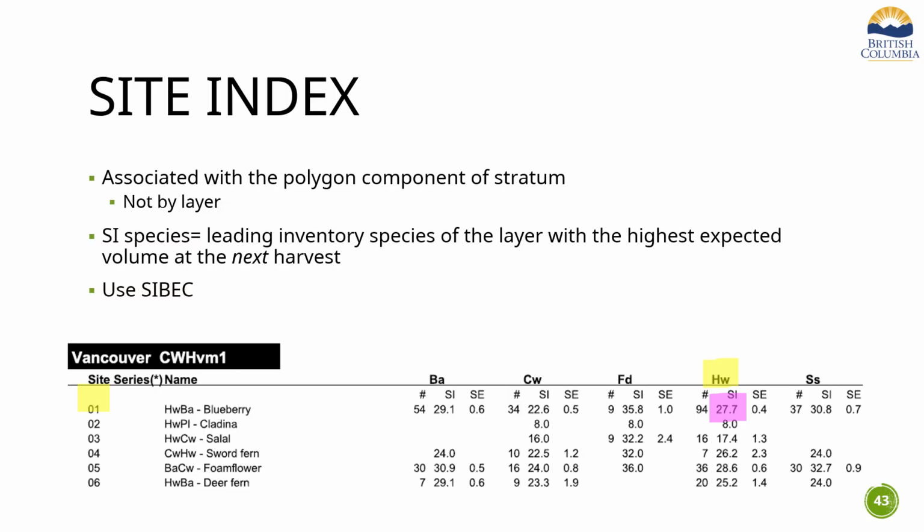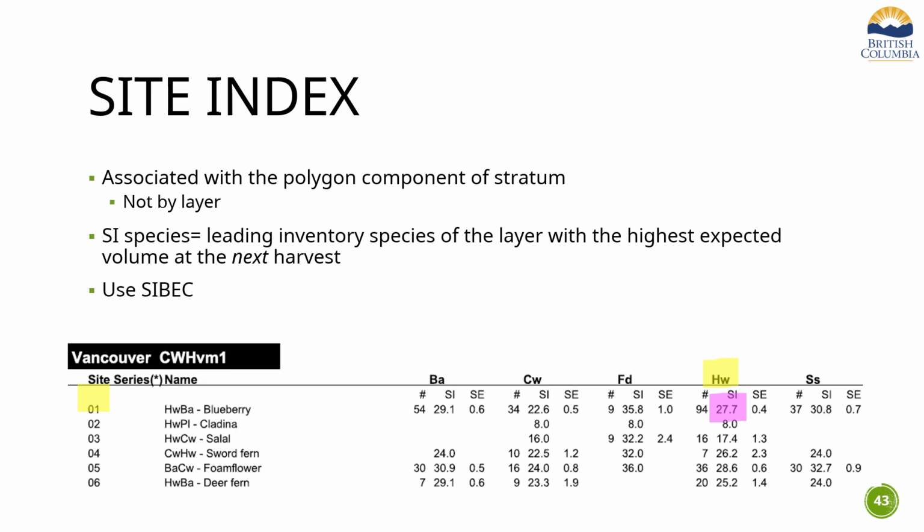Lastly, you need to determine the site index. This gets reported for the polygon component, not by layer, to RESULTS. It should be reported for the leading inventory species of the next layer to be harvested, or the layer with the highest expected volume at the next rotation.